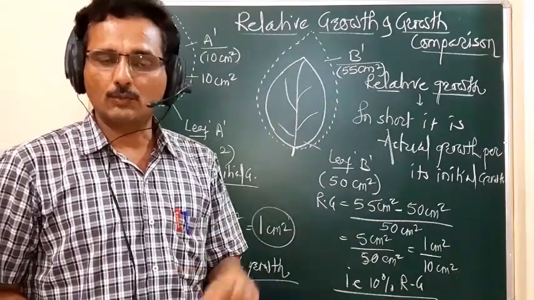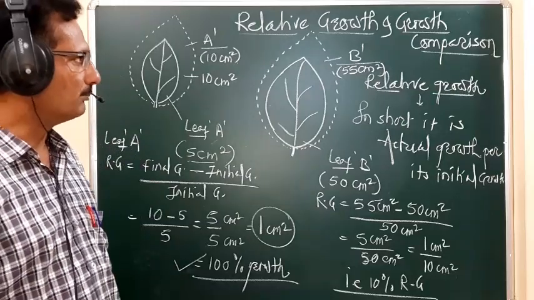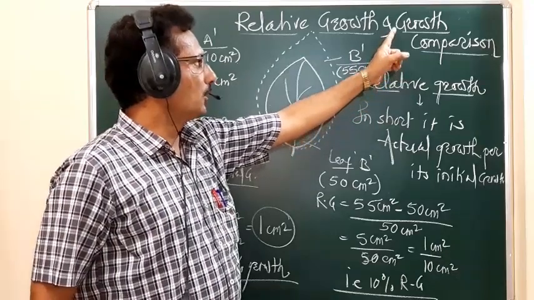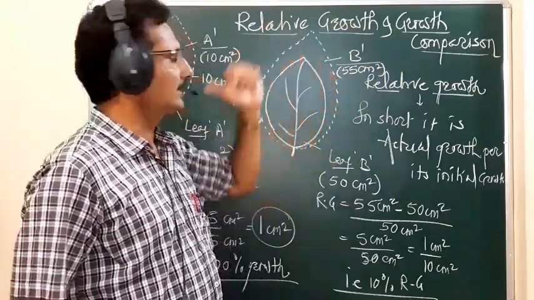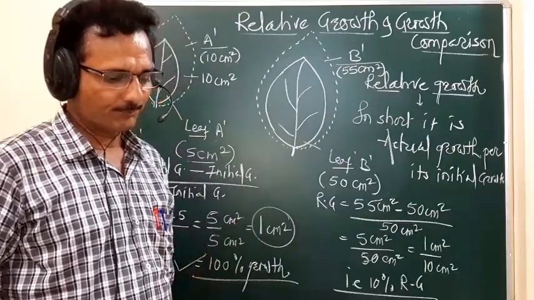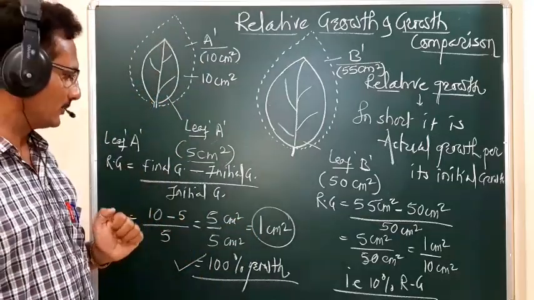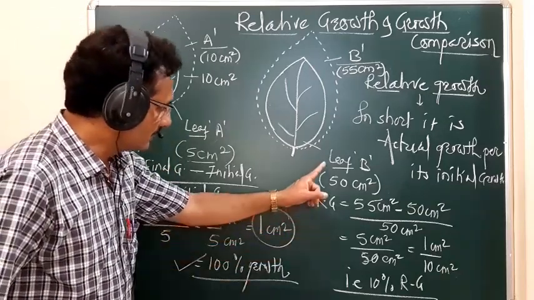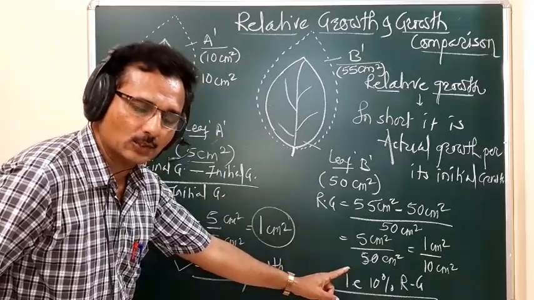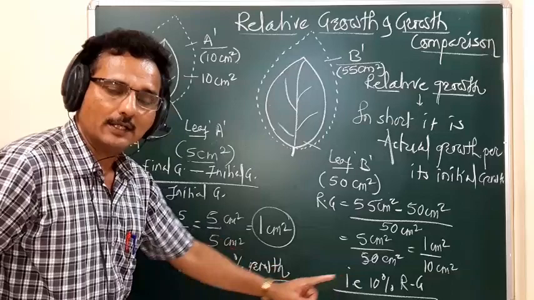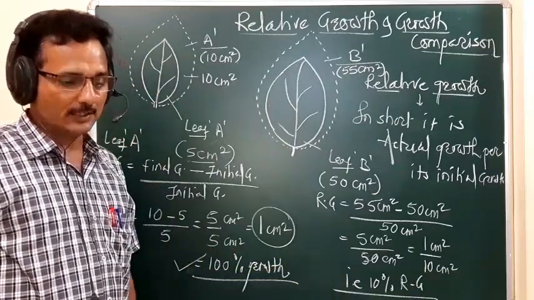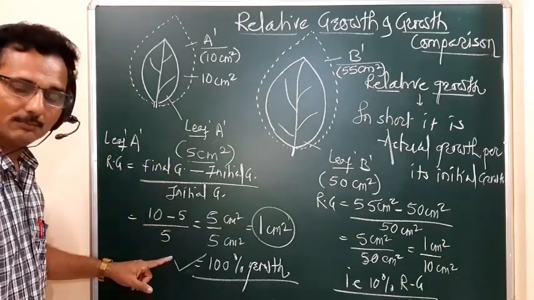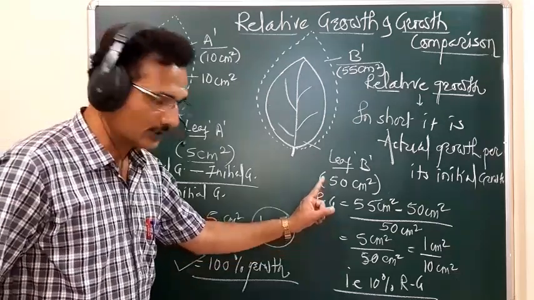So with this example, students, I think you have compared the growth with respect to the relative growth. Which system shows the maximum relative growth? System A shows the same percent growth, and system B shows only 10% growth. So which system shows the maximum relative growth? System A shows the maximum relative growth as compared to system B.